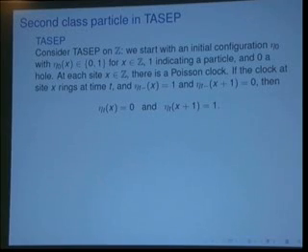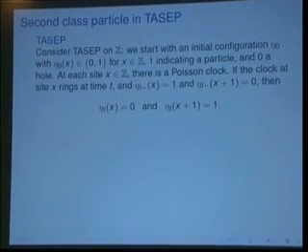eta 0, where eta 0 is either 0 or 1 for each site x in Z, 1 representing a particle and 0 representing a hole. And at each site there is a Poisson clock.